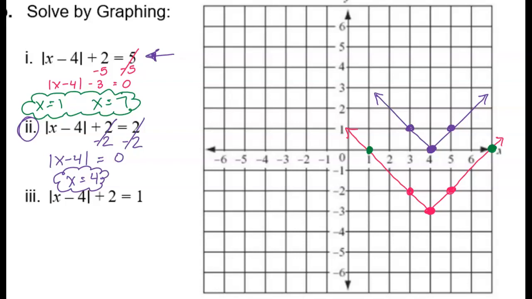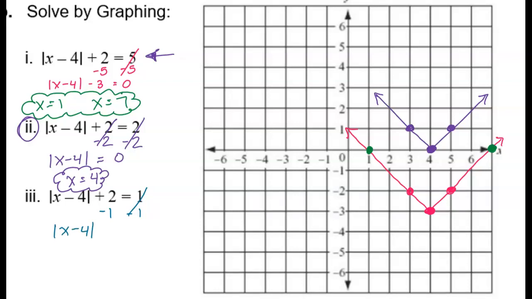Ava, on number 3, what do I do first? You subtract 1. Exactly. So what color should I use? Blue. Subtract 1 from both sides. 1 minus 1 will cancel. And then I'll have absolute value of x minus 4.